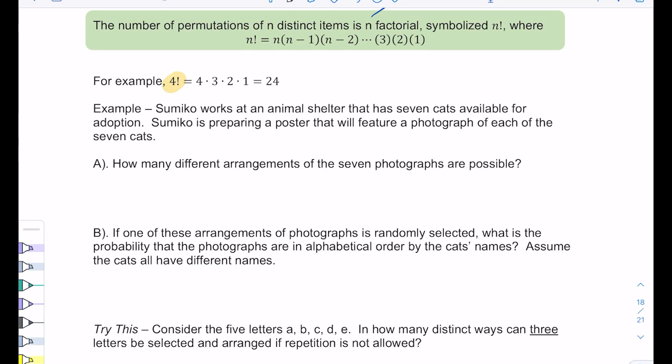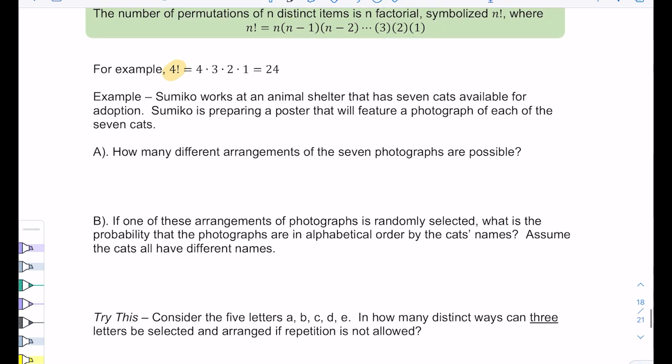You think of it as having 7 places to put the photographs. In the first spot, you've got 7 choices to choose a photograph. Then in the second spot, now you have 6. And in the third, it's 5. If I keep multiplying, you end up with 7 factorial different ways. That's just 7 times 6 times 5 times 4 times 3 times 2 times 1, and if you multiply that out, you end up getting 5,040. That's a lot of ways that you could arrange those 7 pictures on a poster.